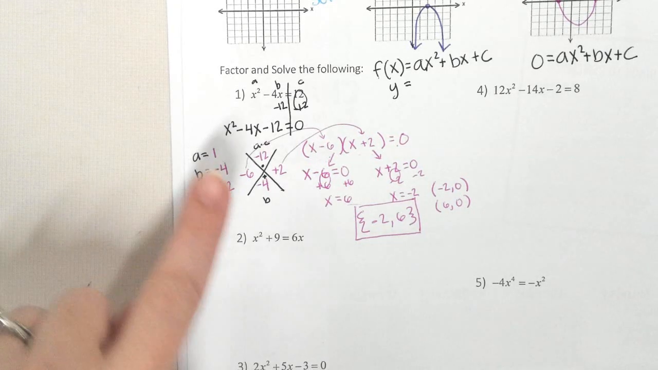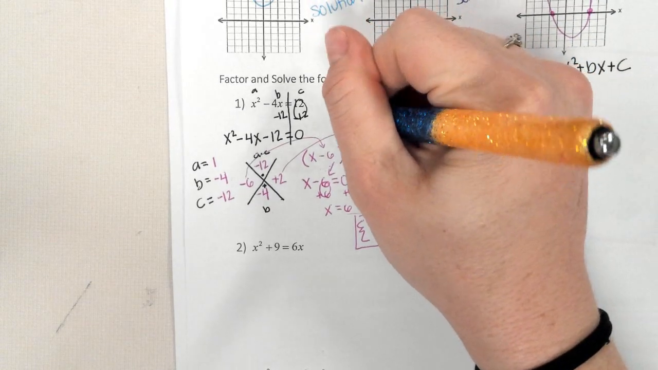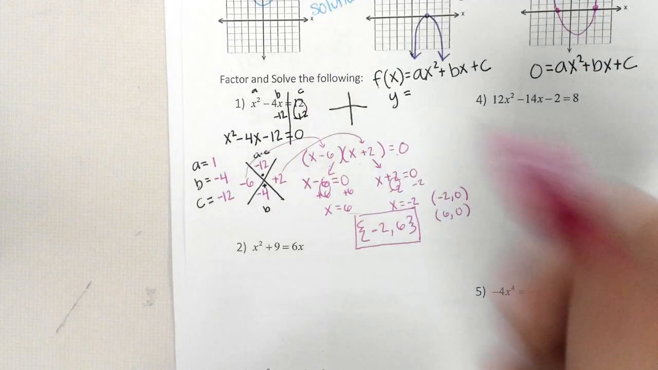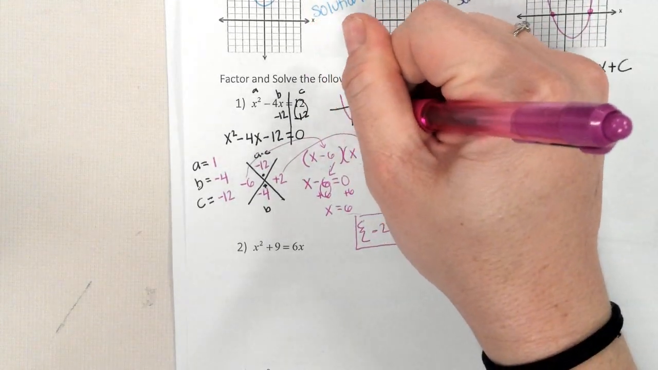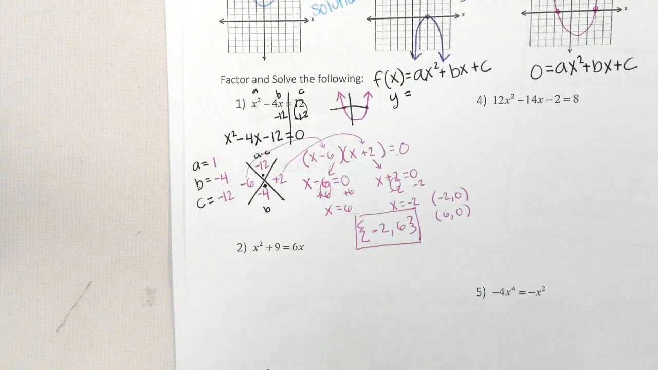There was no GCF. Well, are we doing that? Yeah. Okay. So here, I want you to realize what we're saying is that if we were to graph this, it is touching at -2 and +6. So that's approximately -2 and +6. That's all we're saying. Those are my solutions.